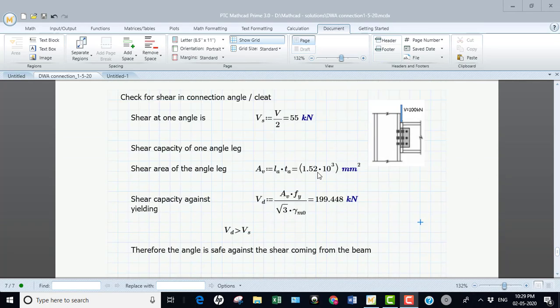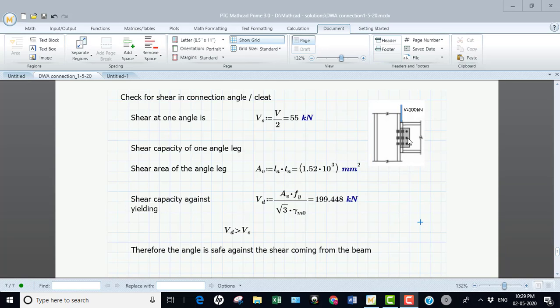Finally, you check whether the angle is safe under shear. We have checked both groups under in plane rotation as well as out of plane rotation, and now whether the angle at this junction is able to take the shear. There are two angles present in the connection. Therefore, I'll take the shear in one angle, that is half of the shear. I'm going to calculate the shear capacity of one angle. So I'm going to calculate the design shear area, along this line where the beam has to move. Therefore, this is my shearing plane.